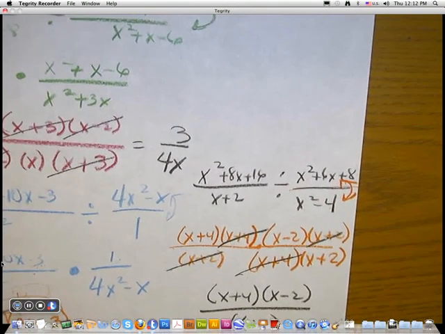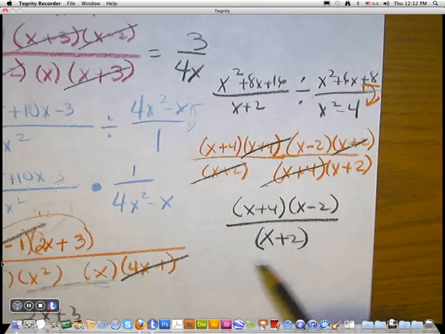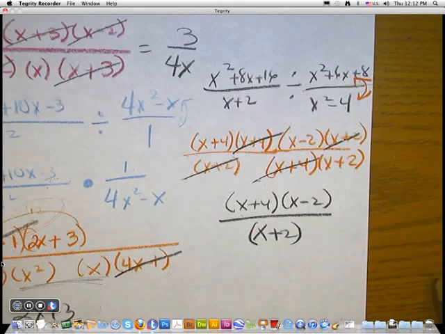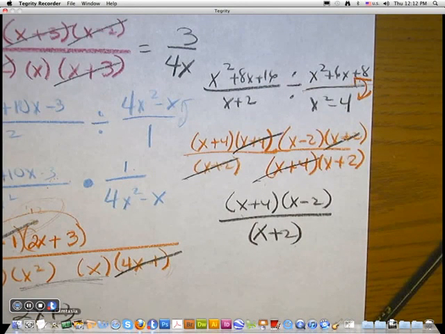Done. These are not alike. They are not opposites. Do not distribute. Leave them as complete factors, and you're finished. So that's set 2, multiply and divide.